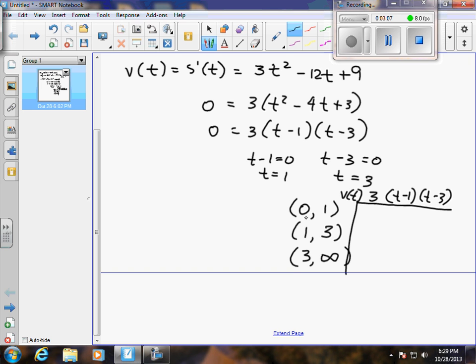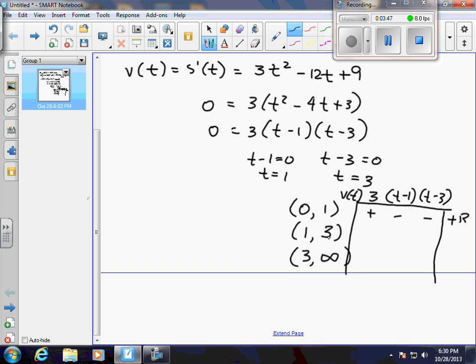So a number between 0 and 1 is 1/2. Well, 3 is a positive number. It's a positive number no matter what. 1/2 minus 1 is a negative number. 1/2 minus 3 is a negative number. If you multiply a positive and two negatives, what do you get? A positive. So that's telling me that in the interval 0 to 1, the particle is moving to the right. It's moving in a positive direction, which is to the right.